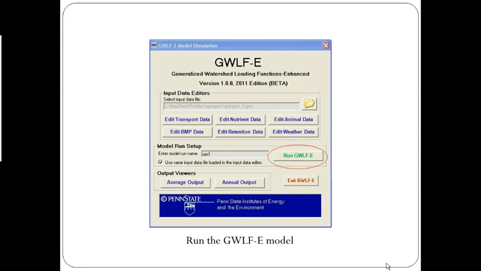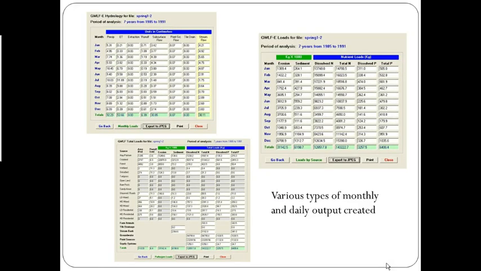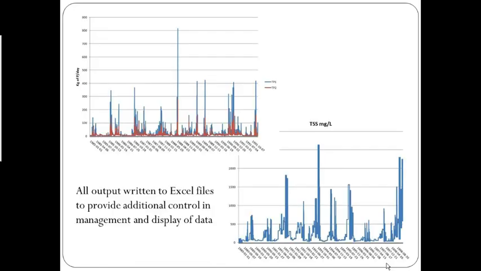Once the data is all set to go, and it may be edited or maybe not, depending on a particular application, you then run the GWLF model, give it a name, run the model, and various types of monthly and daily output are created. These are some of the forms that you can view output information with. Output is also written to a number of Excel files. This provides some flexibility in visualizing and graphing different types of data in Excel format.